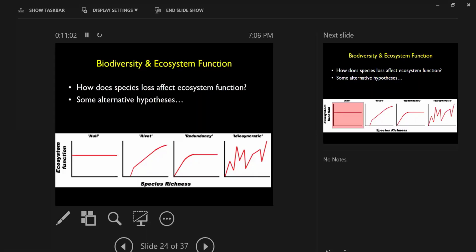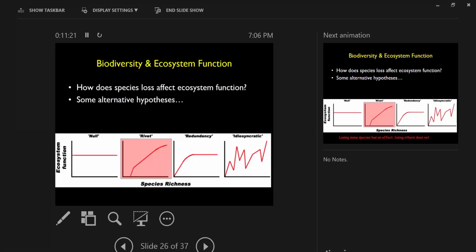So there's a few alternative hypotheses here. The first is a null hypothesis, and that is simply that ecosystem function is unaffected by the number of species. As we move up and down on our x-axis of species richness, the value on our y is unchanging.